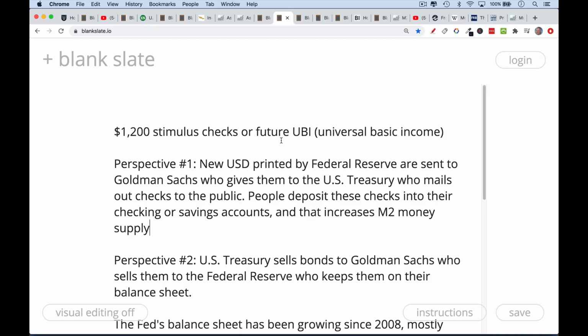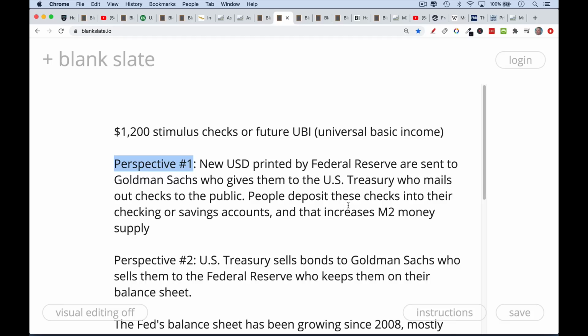So how would these stimulus checks work? Does the money make its way into the real economy? Well, it obviously does. Let's look at perspective number one. New U.S. dollars are printed by the Federal Reserve, by the central bank. They're sent to Goldman Sachs, who gives them to the U.S. Treasury, who mails checks out to the public. People deposit these checks into their checking and savings accounts, and that increases the M2 money supply.